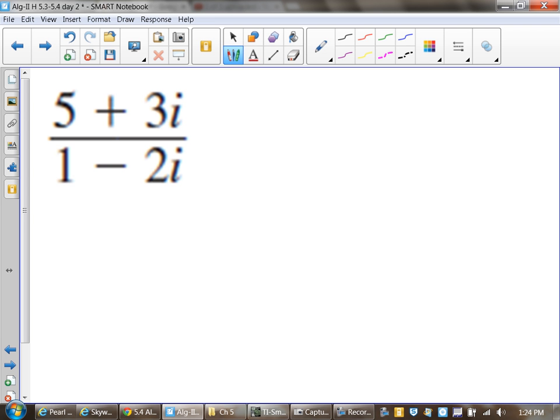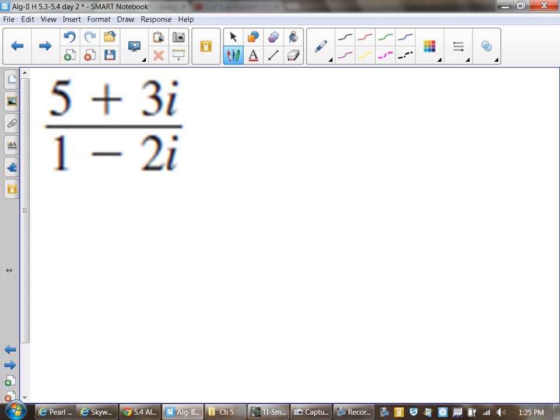And in order to be able to get rid of the imaginary number in the denominator, you have to multiply it by its conjugate. So if I multiply the denominator by the conjugate, what do you have to multiply the numerator by? The conjugate. So is it i? No. In this case here, it's 1 minus 2i, so I'm going to multiply the top and the bottom by 1 plus 2i.